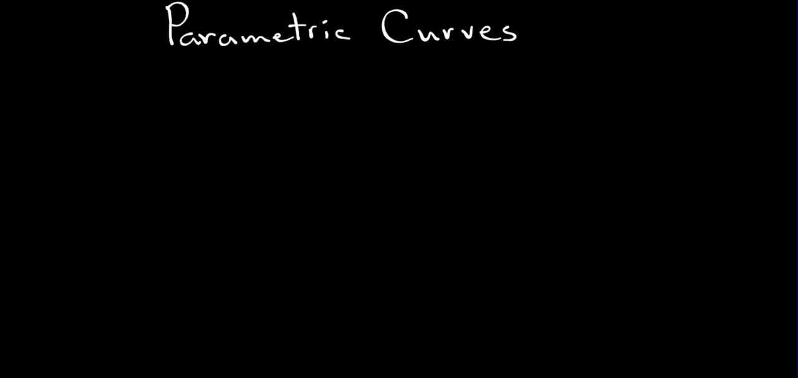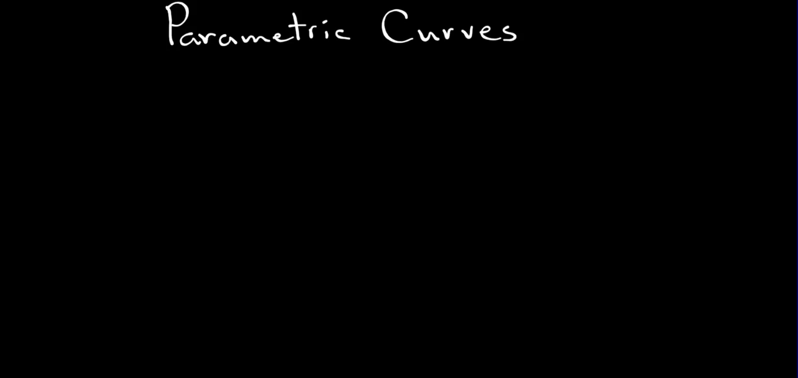Okay, what we're going to do now is learn an alternative method for describing curves. We're going to call this method parametric curves. We're going to talk about parametric equations. And what I'm going to do is use the circle to begin with, and I'll branch off from there.